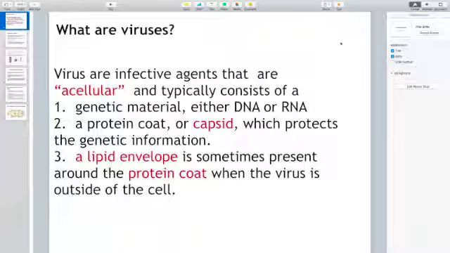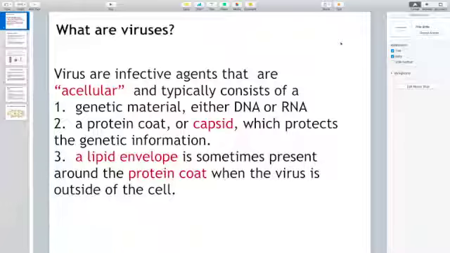cells. Remember, cell is the term used to describe structures that make up living organisms. So this should tell you that viruses are not considered alive. They're not considered living organisms.